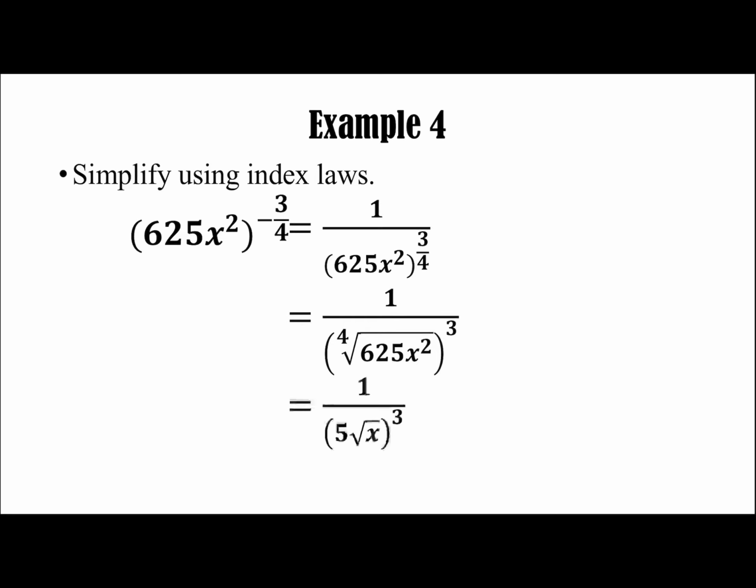Now separate the values in the bracket. So it's 5 in the denominator is 5 cubed and square root of x to the power 3, which is x root x. So final answer is 1 over 125 x root x.